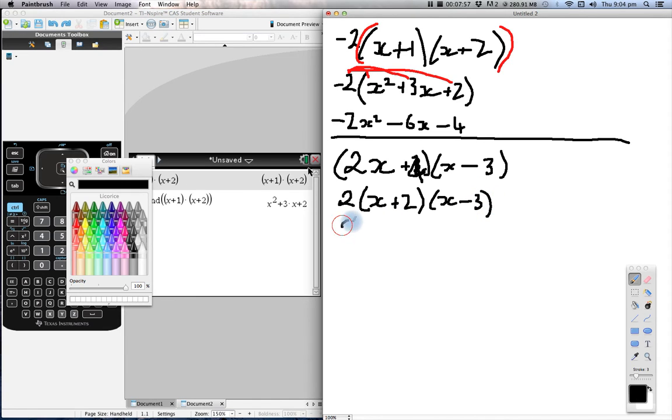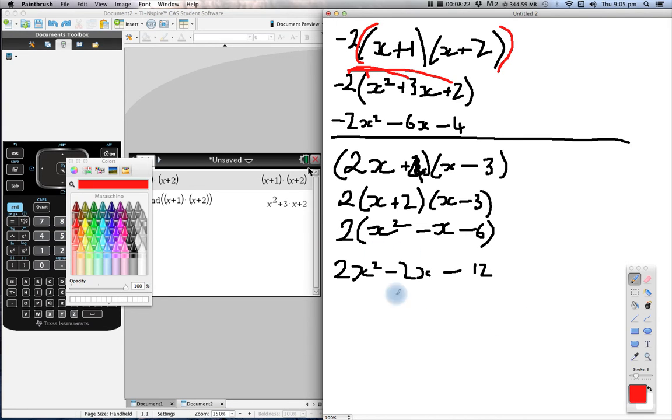So we leave the 2 out there, x times x is x squared. 2 plus minus 3 is minus 1x. Plus 2 times minus 3, minus 6. Then multiply the 2 through everything, 2x squared minus 2x minus 12. Now, I just wanted to show you that so that you're very familiar with the trick.